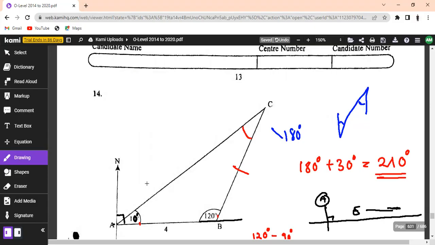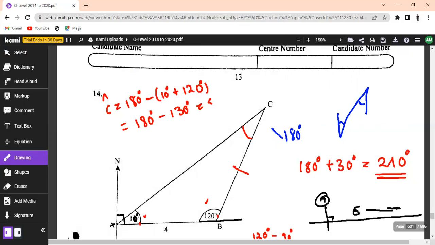Okay, so you know that angles in a triangle add up to 180 degrees, so the angle at C is going to be 180 degrees minus the other angles inside this triangle, which are 10 and 120. So it's going to be 180 minus (10 degrees plus 120 degrees), which is going to be 180 minus 130 degrees. Subtracting this, we're going to have 50 degrees. Okay, so this is 50, guys.